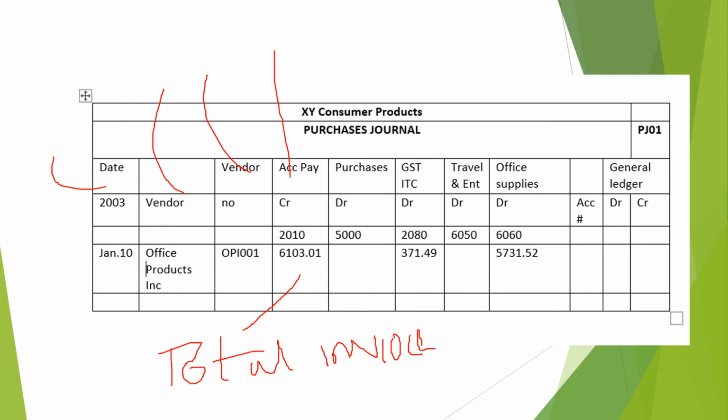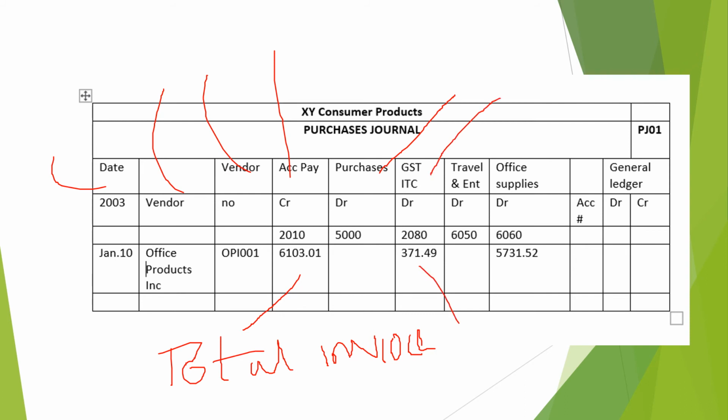Your company will pay it when the term of payment ends, or they have a choice of paying it within 10 days and getting a 2% discount. Here we have purchases. In this column, you're not going to record anything, because the item that you bought was for use, not for resale. So you leave it empty and you go to the GST.